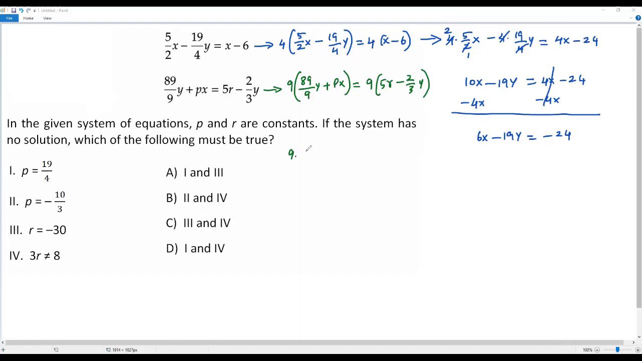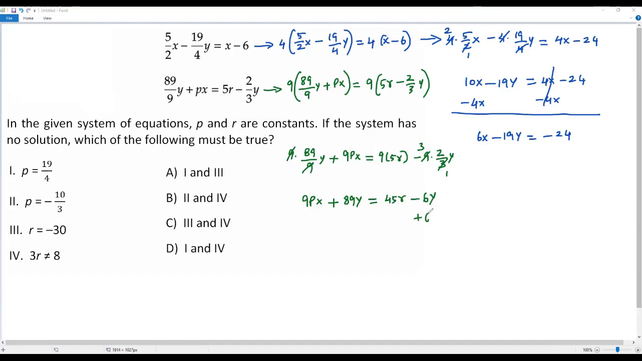I'm getting 9 times 89/9 y plus 9px. On the right side, I distribute the 9 to get 9 times 5r minus 9 times 2/3 y. Here 3 goes into 3 one time and 3 goes into 9 three times, and the 9 cancels out. We can write the x term first, that is 9px, then the y term, positive 89y. On the right side, 9 times 5r is 45r, minus 3 times 2y is 6y.